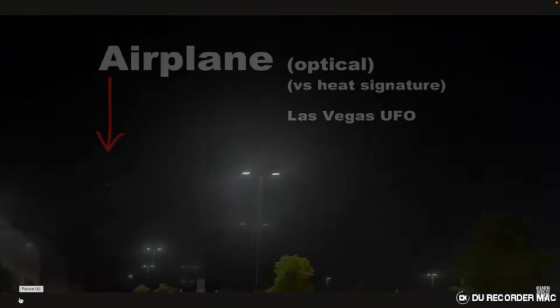So I think we've isolated the object, we've isolated the audio. There is a sound with this thing as it comes through the air. There is no sound with the meteor, with the shooting stars. You don't hear them, okay? But if you look at the one in Las Vegas, you hear that one.